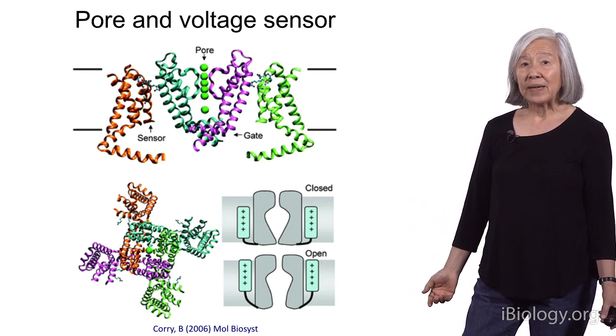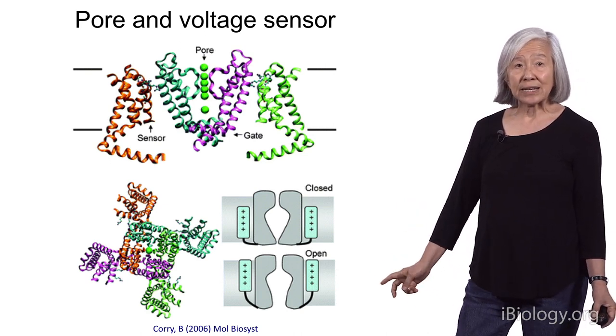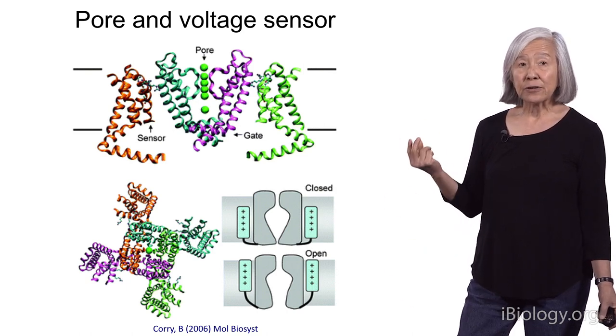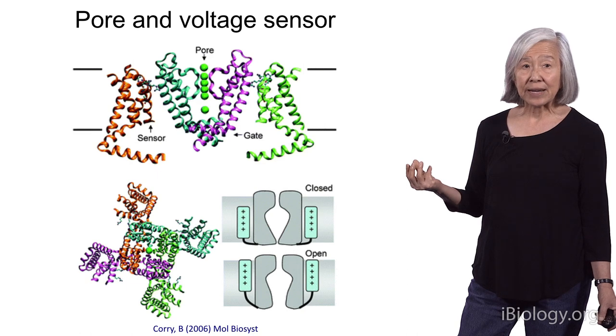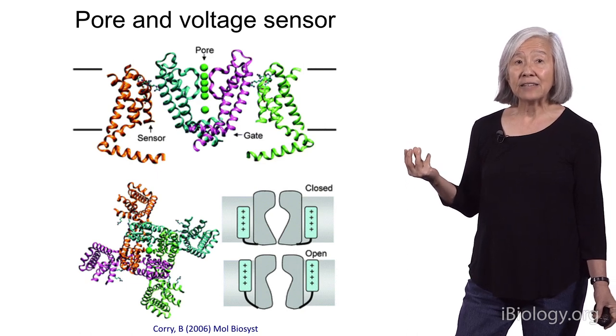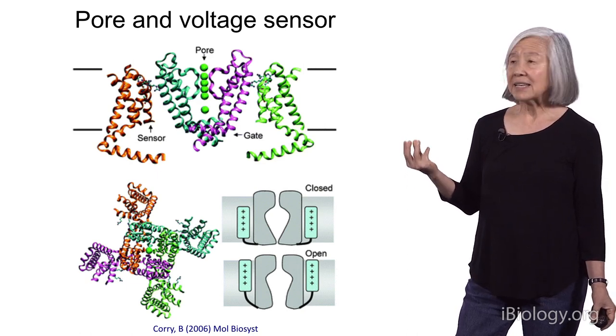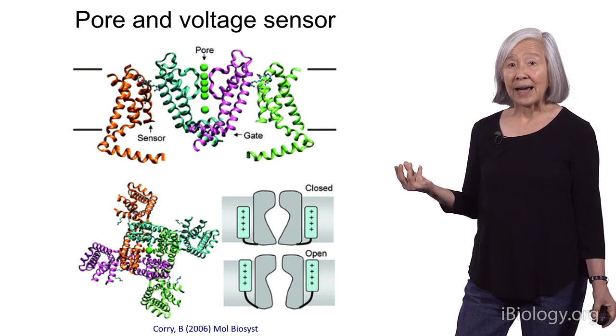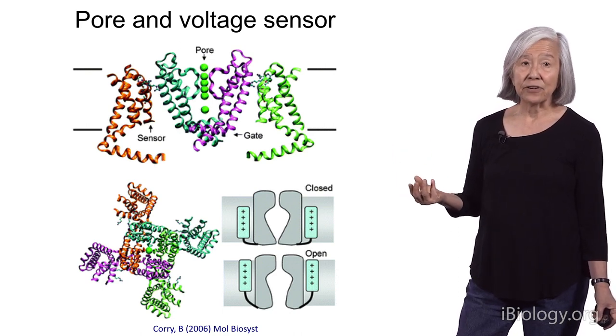And in the pore domain, in between the two transmembrane helices, there's a pore loop that comes close together in the tetrameric channel to form the selectivity filter. This allows the channel to be highly selective, to allow potassium ions, but not other ions, to go through.